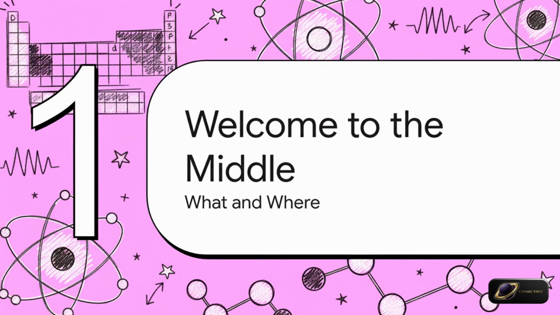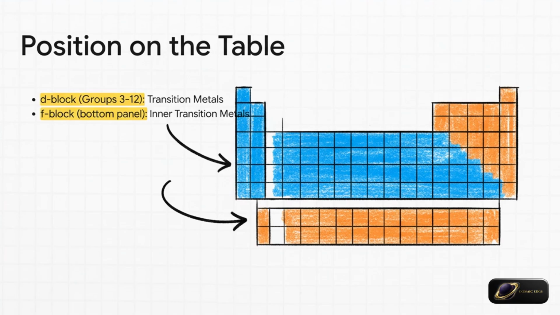All right, first things first. Before we get into the wild stuff, let's get our bearings. Where exactly on the periodic table are we even talking about? Okay, so you see that big, wide central block of the periodic table, groups 3 all the way through 12? Those are the D block elements, what we call the transition metals. And then you've got that separate little 2-row panel at the very bottom, right? That's the F block. That's home to the inner transition metals.